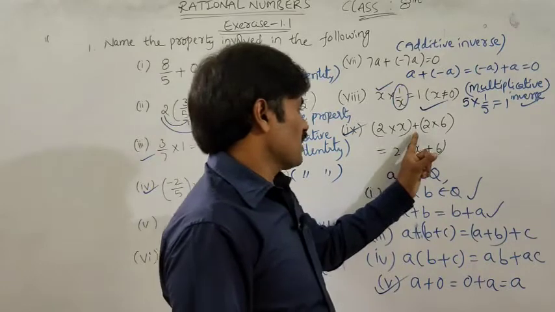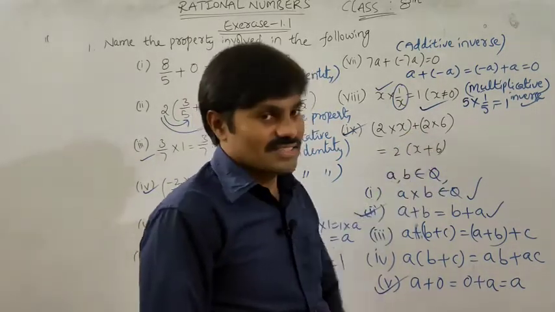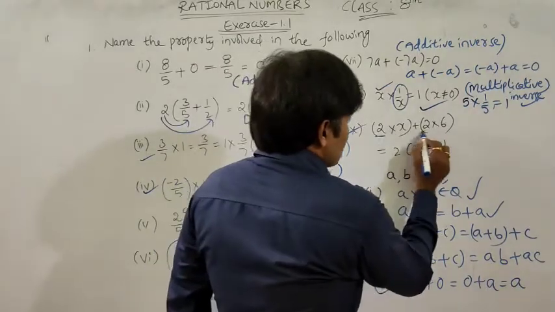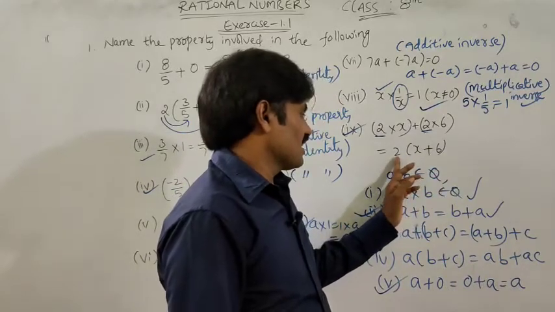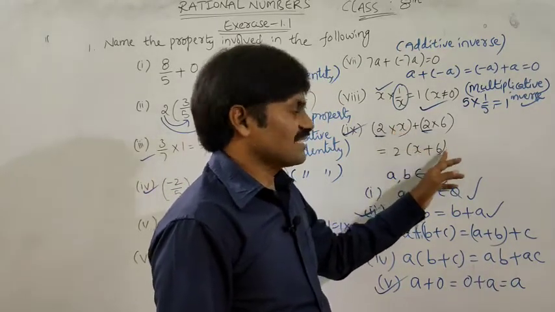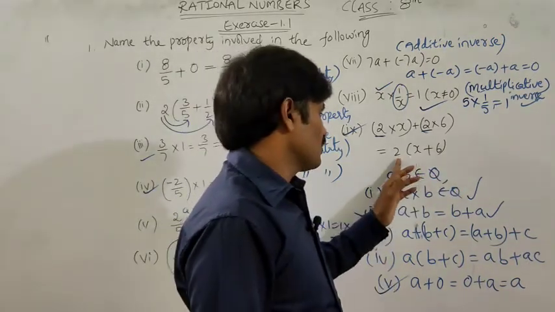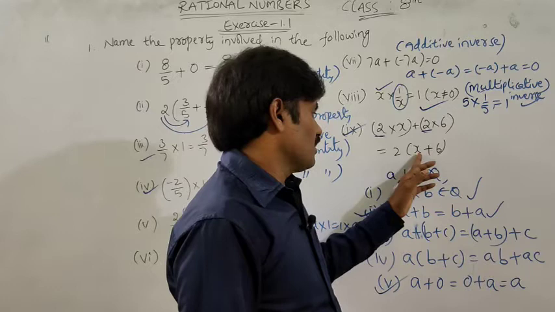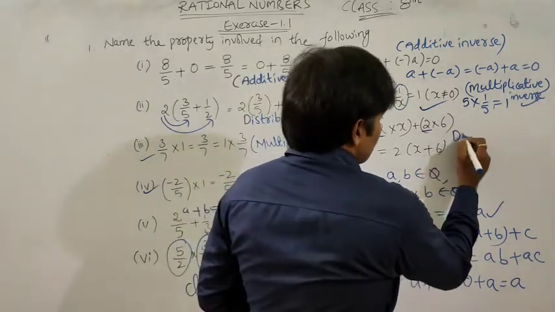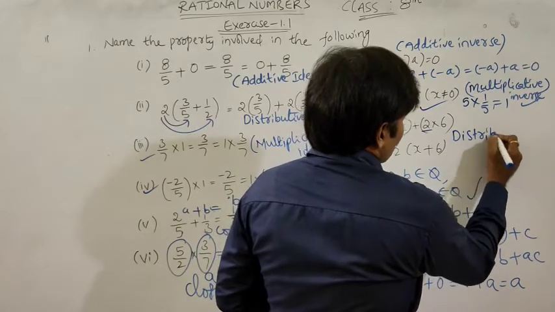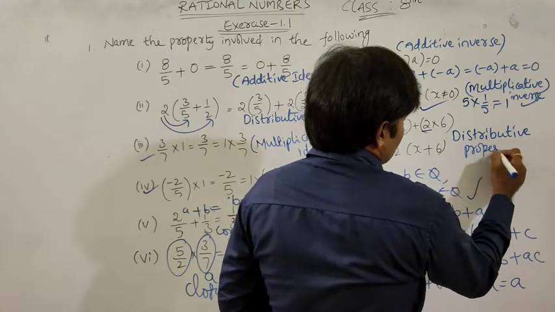Now come to the ninth and last example. 2 into x plus 2 into 6. Here 2 is common. I have taken 2 out as common, and x plus 6. See, here 2 is distributed to x and 6. As we discussed in the distributive property, 2 is multiplied with x and 6, distributed to x and 6. So what do you call this? This is the example of distributive property.